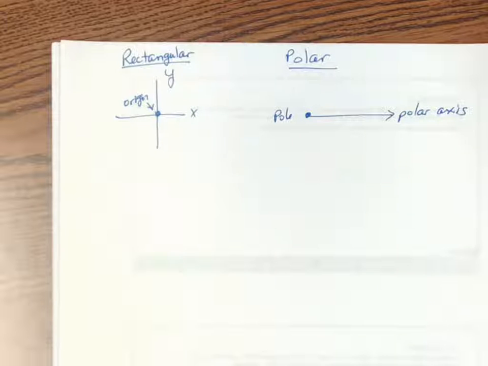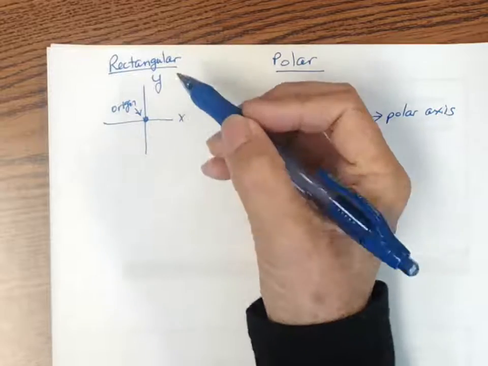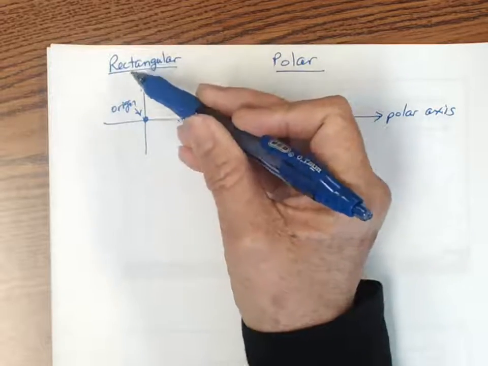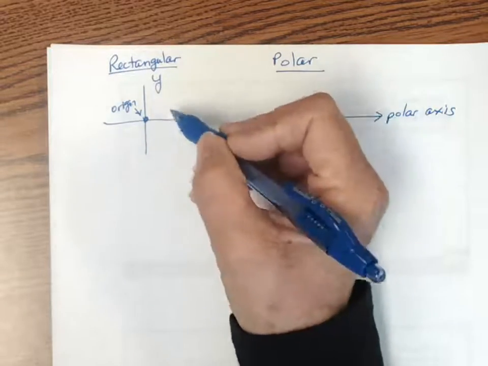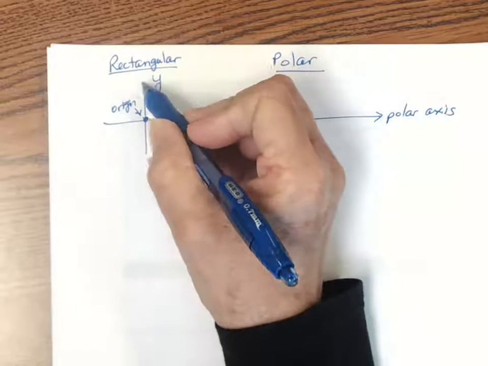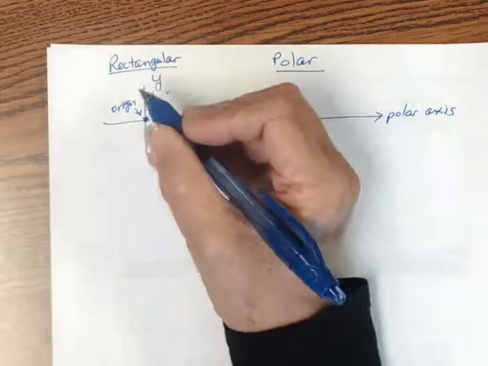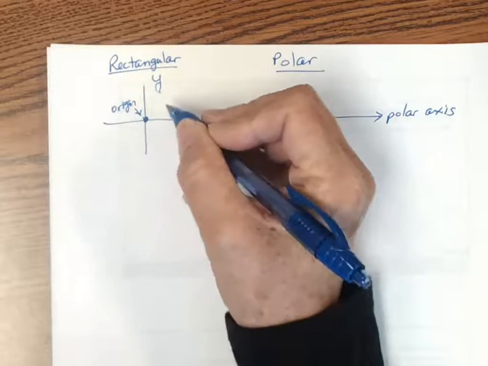Okay, quick overview before you get started on the Desmos activity for today. Up until now, we've dealt with a rectangular grid called a Cartesian plane. And we had an x-axis and a y-axis. X was positive to the right and y was positive when you went up. And we had an origin. But there were some limitations to this.